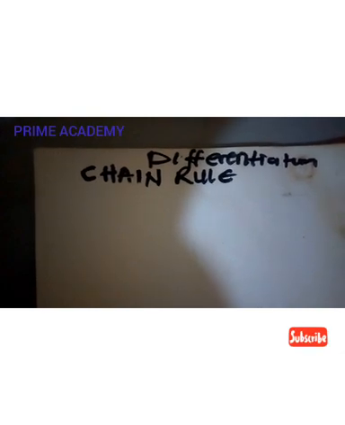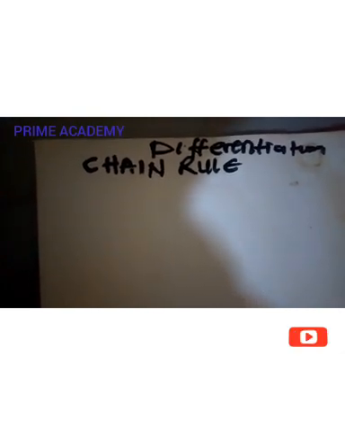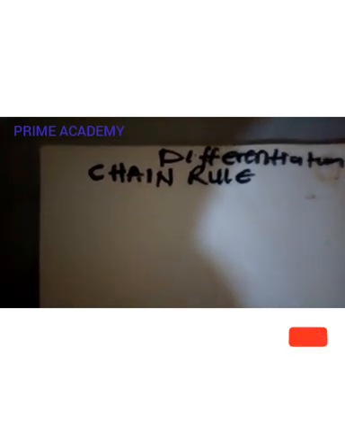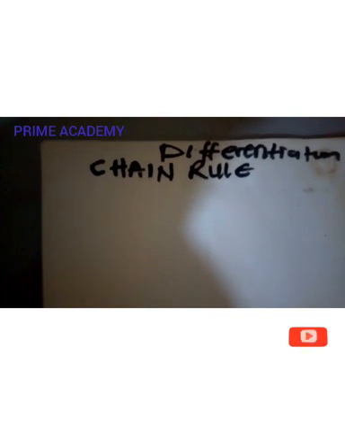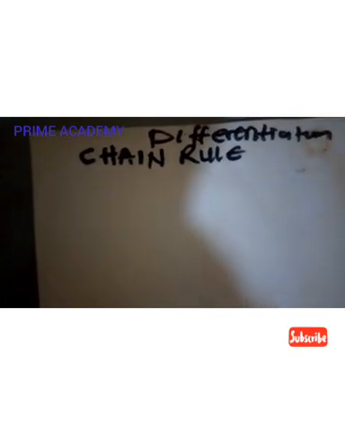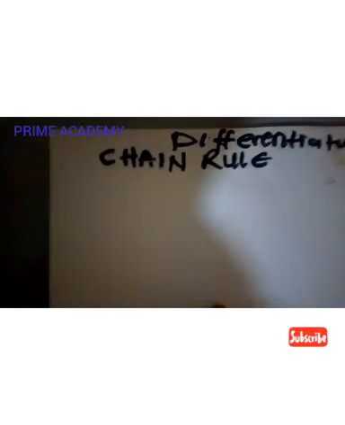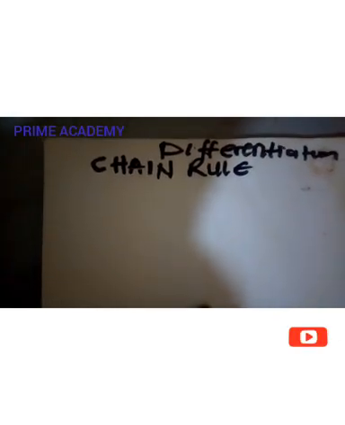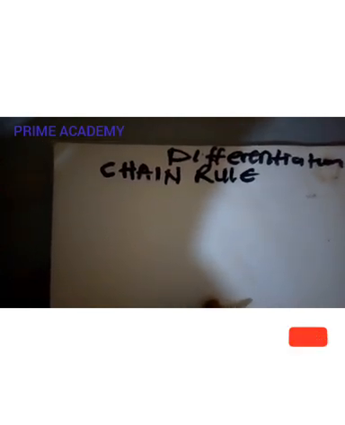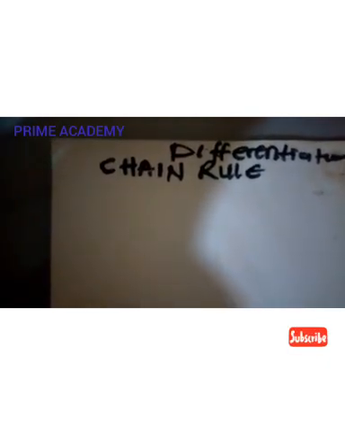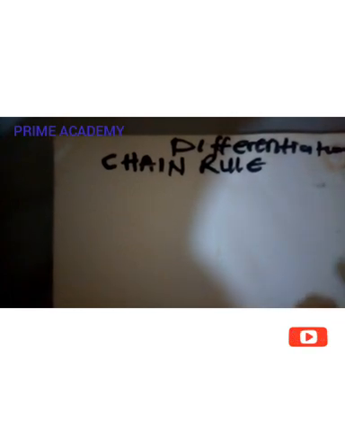Differentiation using chain rule. The chain rule is also called the function of function, and it is called so because we apply the chain rule whenever we have a function of function. Function of function simply means composition of functions. That is, when one function is inputted into another function.